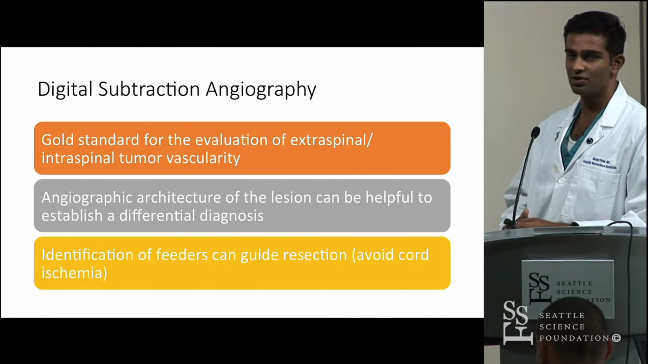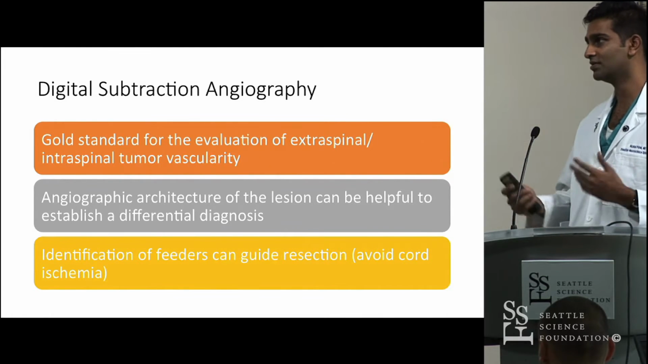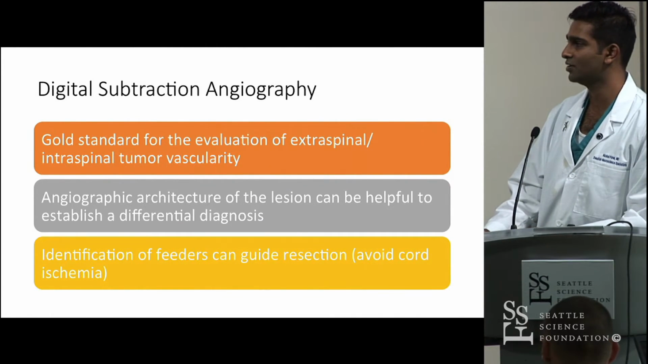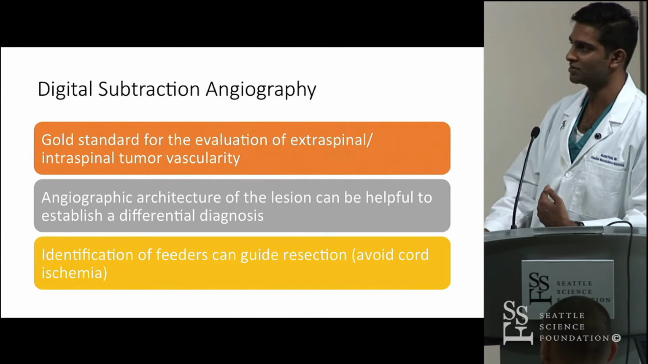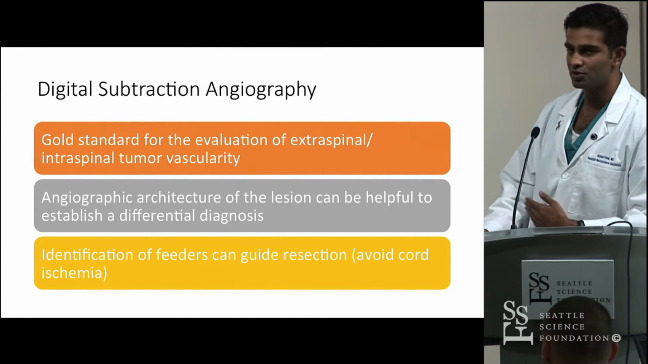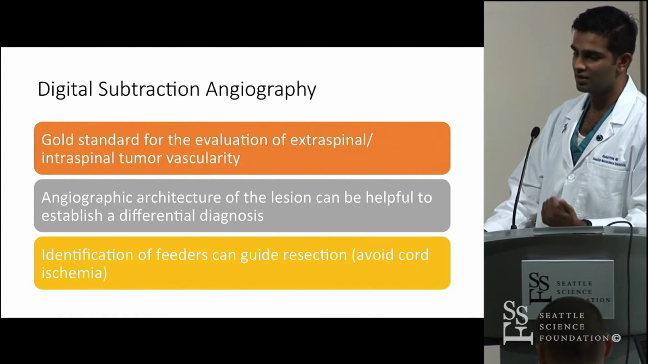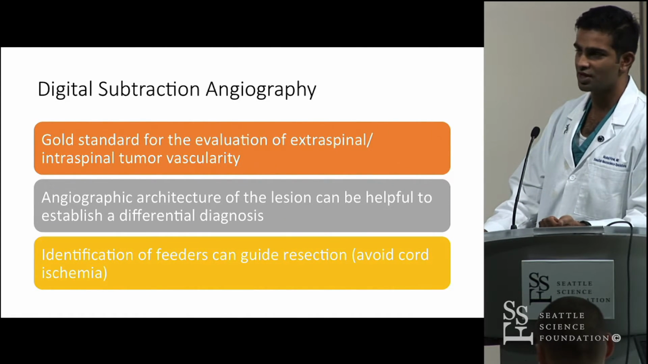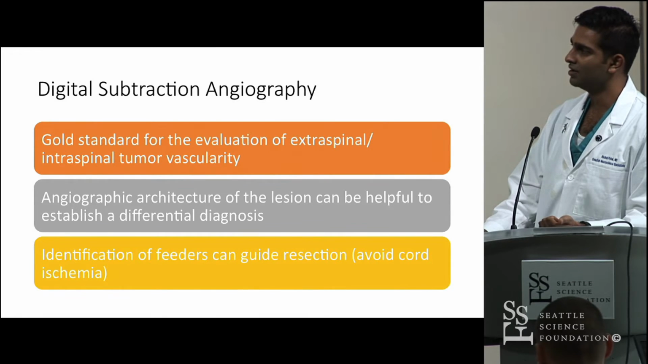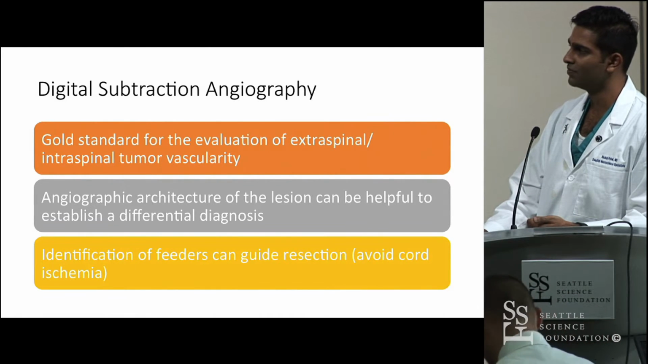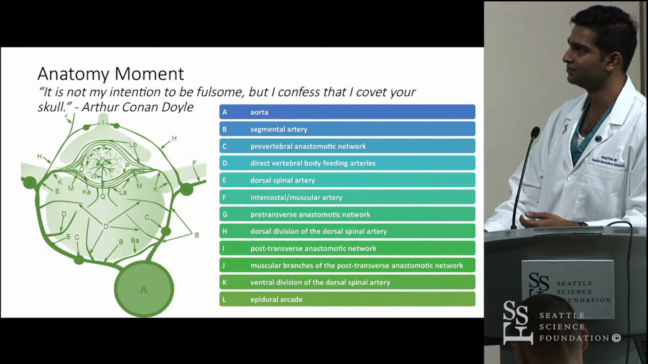An angiographic architecture of the lesion is important to know, and the angiogram helps. And as I mentioned in the previous slide, when the surgeon knows which feeders are coming in and out of the vessel, it can often help a surgeon decide on which side to approach the lesion, how much to go for, and how aggressive to be, obviously guarding the resection.